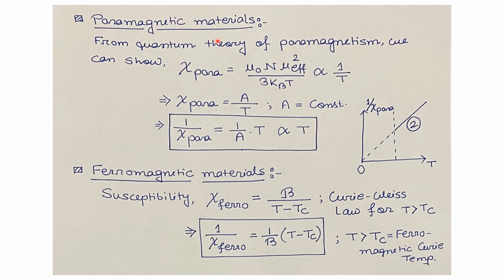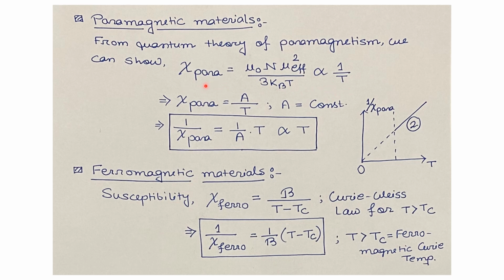For paramagnetic materials, from the quantum theory of paramagnetism, we know the paramagnetic susceptibility chi para is given by mu naught times n times mu effective whole square divided by 3 kBT. Here mu naught is the magnetic permeability in vacuum, n is the number density of the atoms in the system, mu effective is the magnetic moment per atom, kB is the Boltzmann constant, and T is the temperature of the system. So basically the susceptibility of the paramagnetic material is proportional to 1 by T.